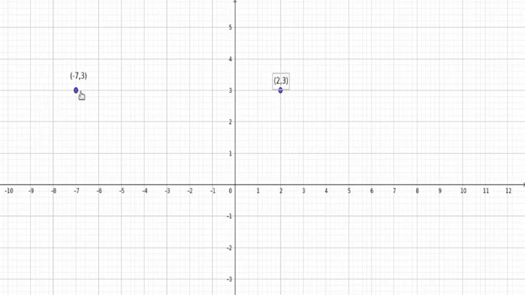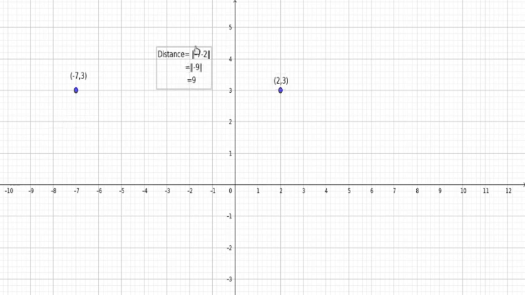Another example. Here we have 2 other points, (-7, 3) and (2, 3). See, in both the points, the y coordinates are the same, that is 3. Then what is the distance between these 2 points? The distance between these 2 points is the modulus of the difference between these 2 x coordinates. Here one is negative 7 and the other is 2. Okay, so modulus of negative 7 minus 2.